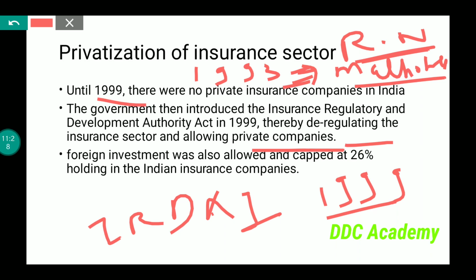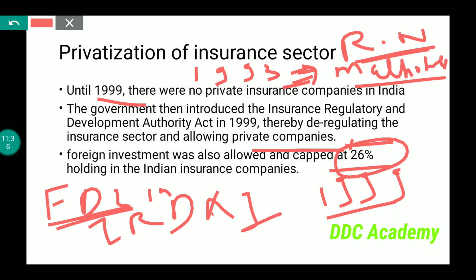So firstly there was a cap of 26% on FDI, foreign direct investment, in the insurance sector. It was capped at 26%, but recently it has changed. To what percentage? Another question for you: tell me the FDI limit in the insurance sector at present. So this is the privatization of the insurance sector. Once again I am saying the name, Dr. R.N. Malhotra Committee. You have to keep this in mind. And the IRDA Act came into existence in 1999.